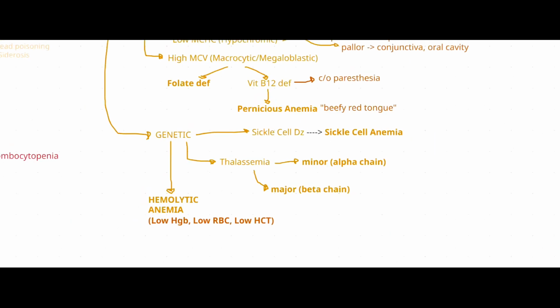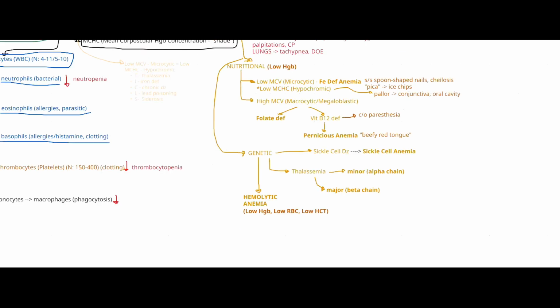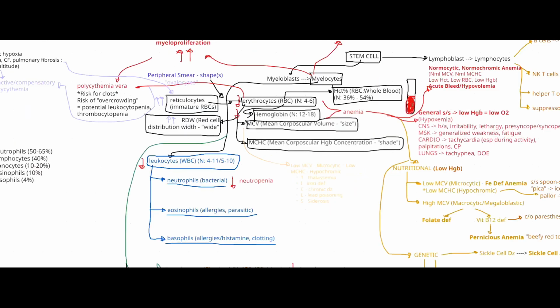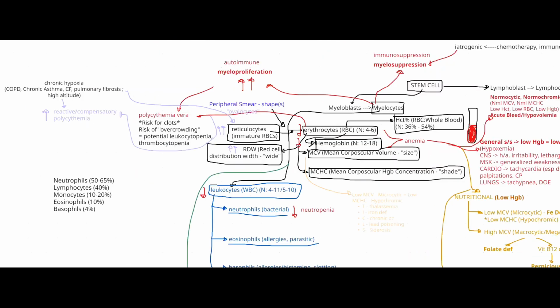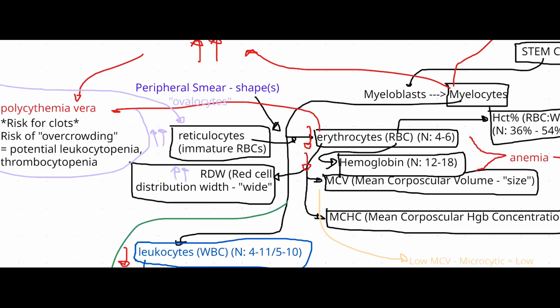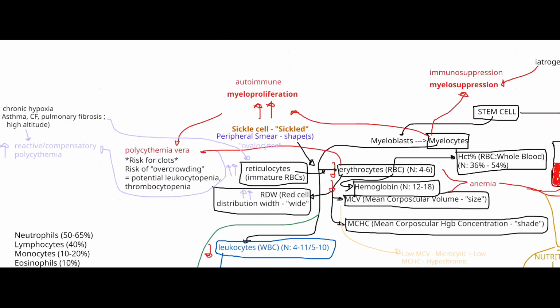How do we know that they're sickled cells? Remember how I talked about the peripheral smear here? So in sickle cell, we'll put that here for sickle cell, we're going to have sickled cells under the microscope. So that will be the finding in the peripheral smear.